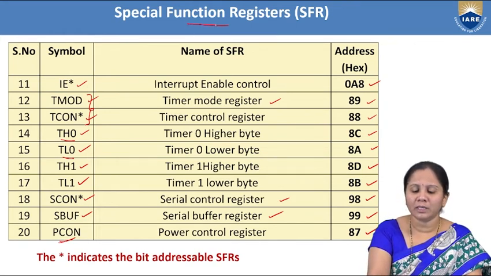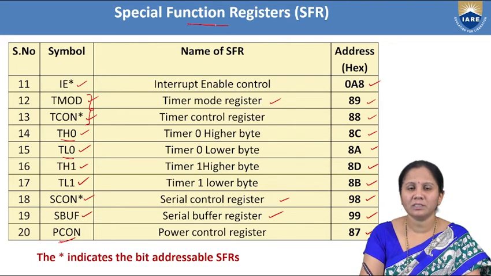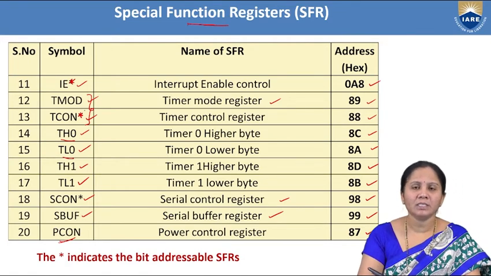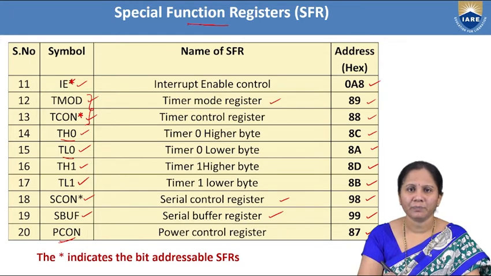Among all these different SFRs, special function registers, some of the registers are bit addressable, whereas some registers are not bit addressable. For some registers, I have indicated a star mark here. Whatever registers I have indicated with a star mark, those registers are called bit addressable special function registers. That means if you want to change any one bit in that particular register, it is possible without disturbing other bits in the register or without changing the function of other bits.